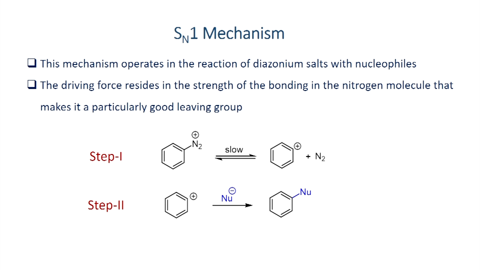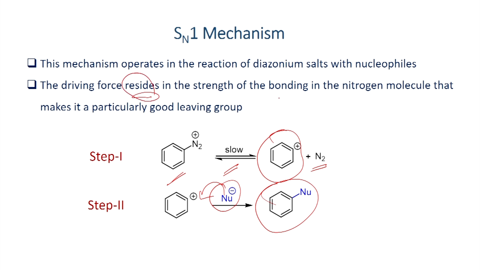Here the reaction of diazonium salt is shown, and if, for example, you have that diazonium salt and when you apply energy it can lose nitrogen molecule. Once you form the carbocation, this carbocation can react with the nucleophile. In this way you can try to introduce nucleophile, and the mechanism operates in the reaction of diazonium salts with the nucleophile. The driving force you can see here resides in the strength of the bonding in the nitrogen molecule. So, once you apply the energy, light or heat energy, it can lose nitrogen molecule. You will be able to generate a carbocation which can undergo reaction with the nucleophile.